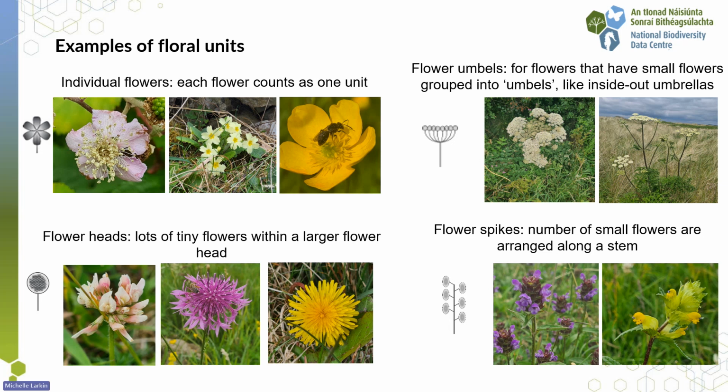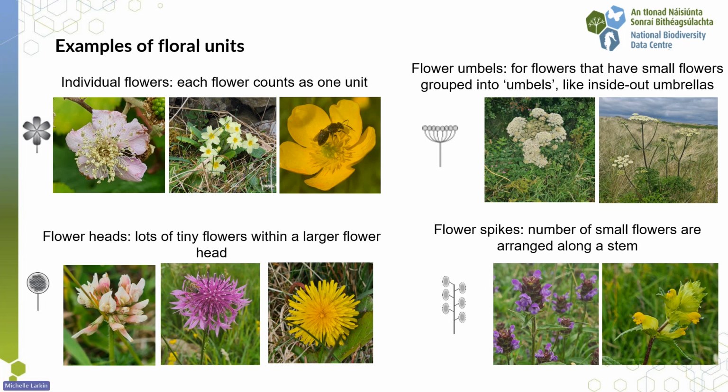Next is the flower umbels. This is where all the small flowers group together to form a little structure that looks like an inside out umbrella that we call an umbel. You'll see this a lot with our carrot family, with plants like yarrow. You can see here on the second photo of the hogweed, sorry, I'll just get the pointer. You can see here there's 1, 2, 3, and I think there's a fourth one here. So these would all be counted as 4 umbels for the common hogweed here.